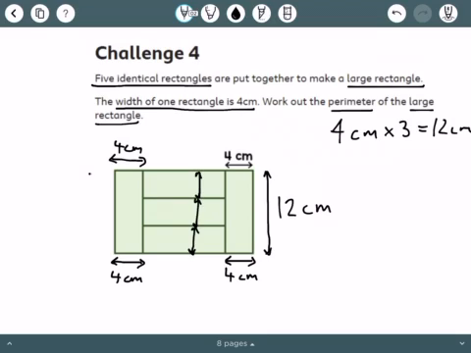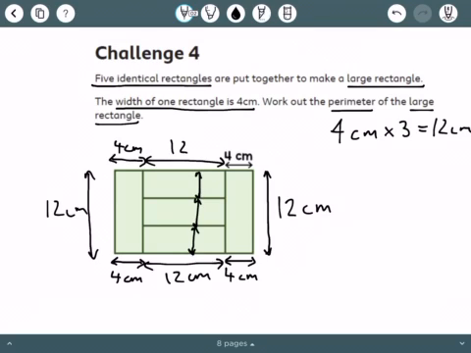Not only is that length 12 centimetres, because they're identical, that length is also going to be 12 centimetres, as is this length here is going to be 12, and opposite that one, that length there is going to be 12 centimetres. So we've now got our distance all the way around. We just need to carefully calculate what that distance is.